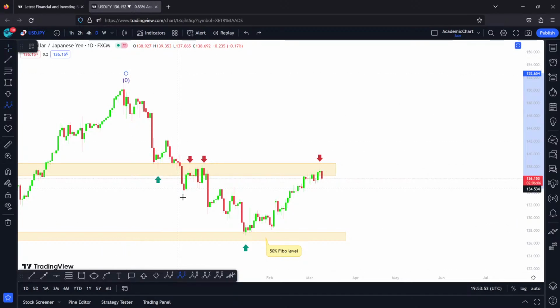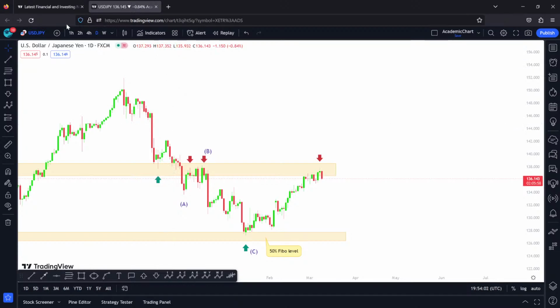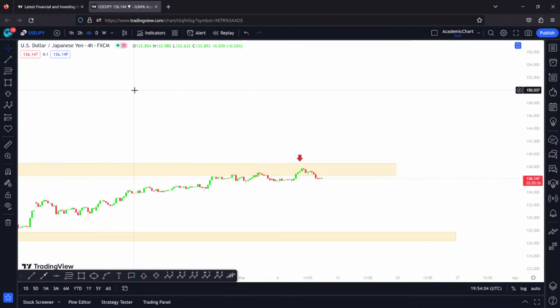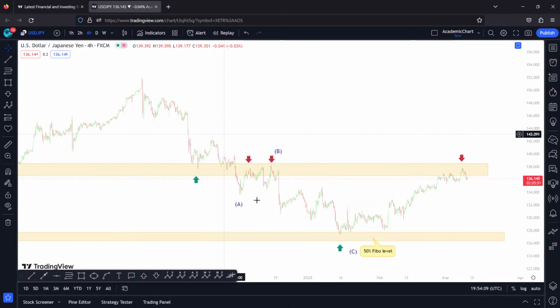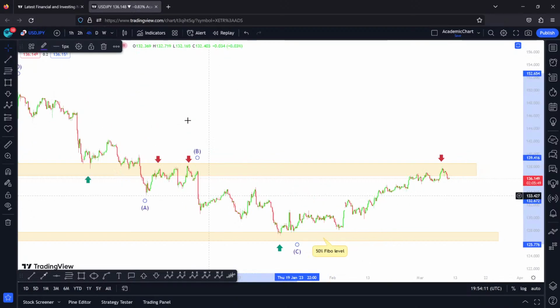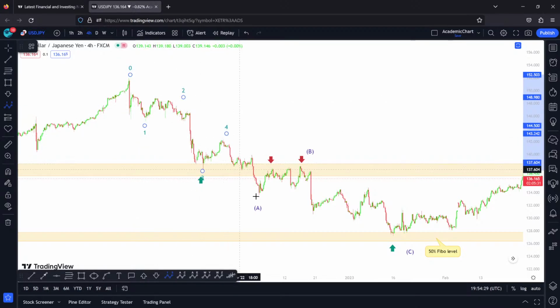Now I can say this is A, B, C, so I have all of them. Let's just temporarily jump into the 4-hour chart to see a little bit of details of these waves. Let's try to zoom in. Okay, this is going to be some sort of 1, 2, 3, 4, 5, because A is an impulsive wave, so the minor waves should be something like 1, 2, 3, 4, 5.